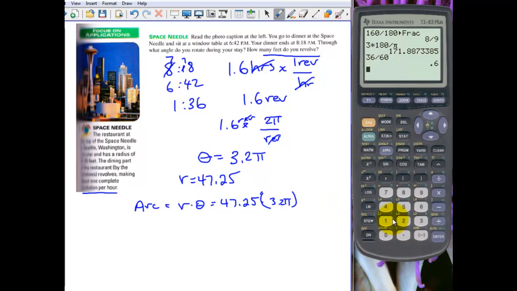So let's do that in the calculator. 47.25 times 3.2 times pi, and we come up with 475 feet.